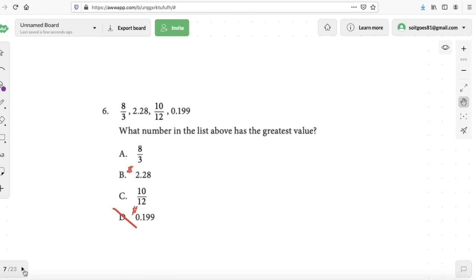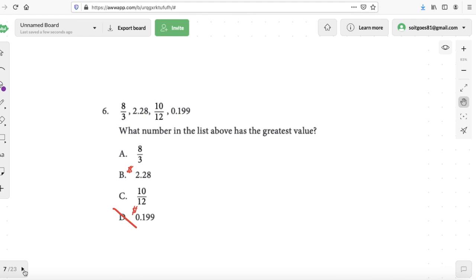What other answer choice can we eliminate? Easily. C? I think C. Why can we eliminate C? You're absolutely right. Why? Because that's going to be a pretty small decimal. It's going to be less than 1. Why do we know C is going to be less than 1?